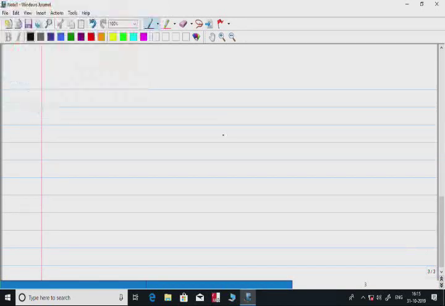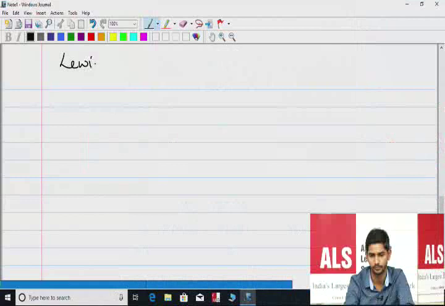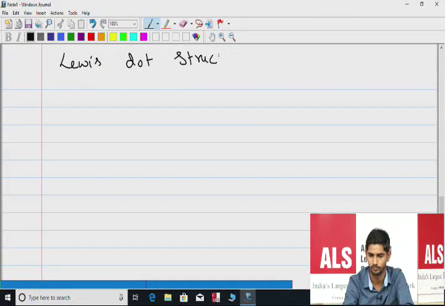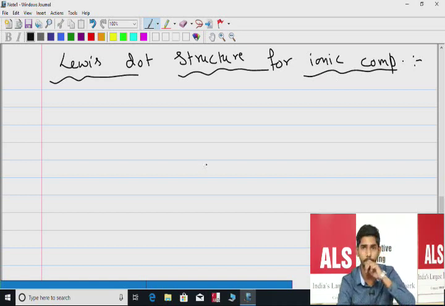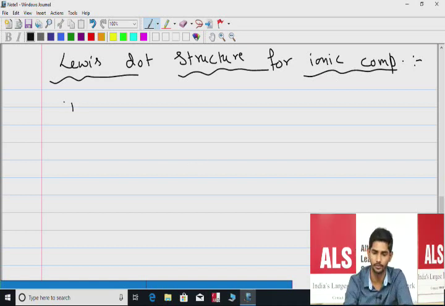Now guys, let's draw the Lewis dot structures for the ionic compounds. First of all, what are the ionic compounds?